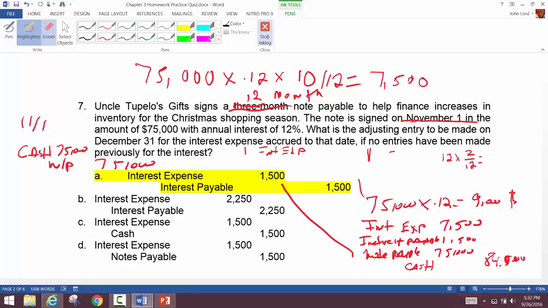Now that's sort of a very basic way of doing this. We actually would probably amortize this loan in a more sophisticated manner, but we probably won't get into that much in this class with loans and payables and that kind of thing. But there is that process.